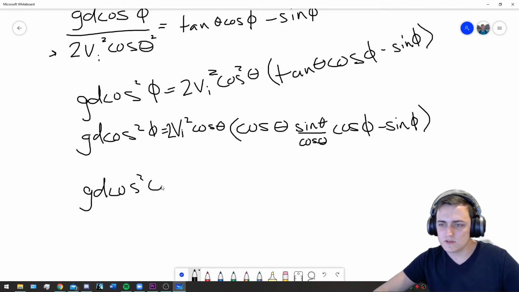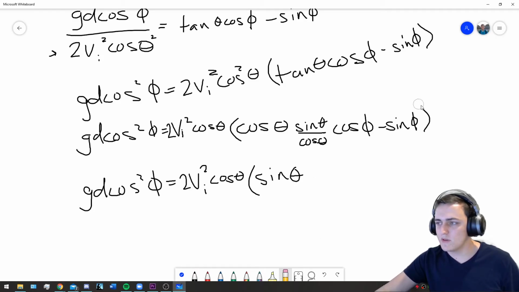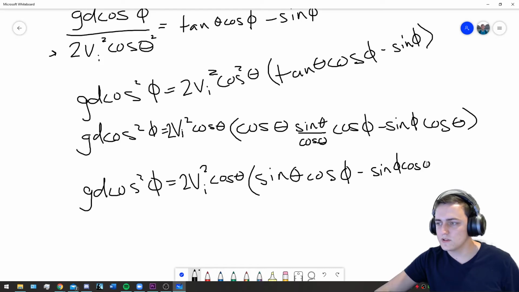g d cosine squared of phi. All right, just writing this whole expression out a large number of times can be tricky to not make a mistake. But we see we have sine theta. We made a mistake up here. We forgot there's a cosine theta tacked on there. Sine theta cosine phi minus sine phi cosine theta.